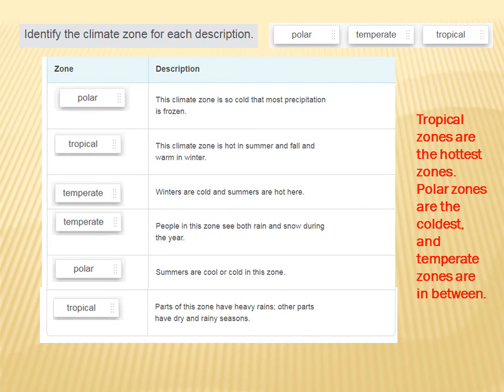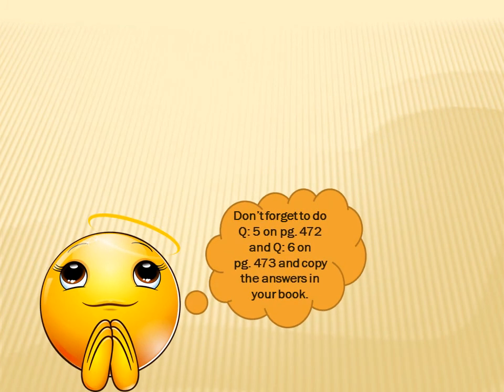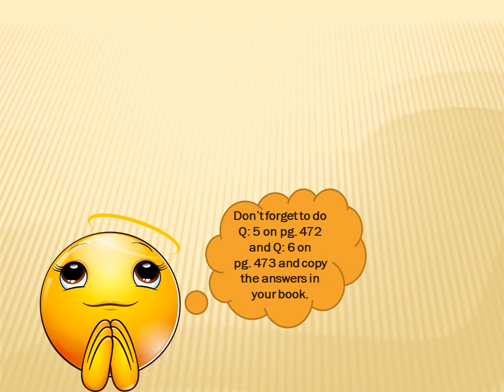Tropical zones are the hottest zones. Polar zones are the coldest, and temperate zones are in between. Please don't forget to do question 5 on page 472 and question 6 on page 473 and copy the answers in your book.